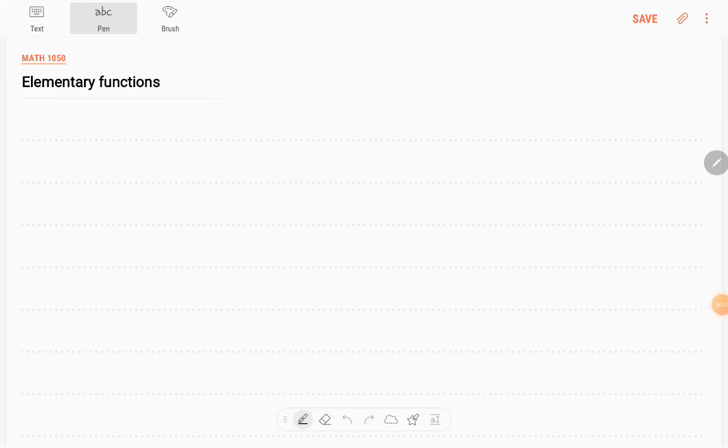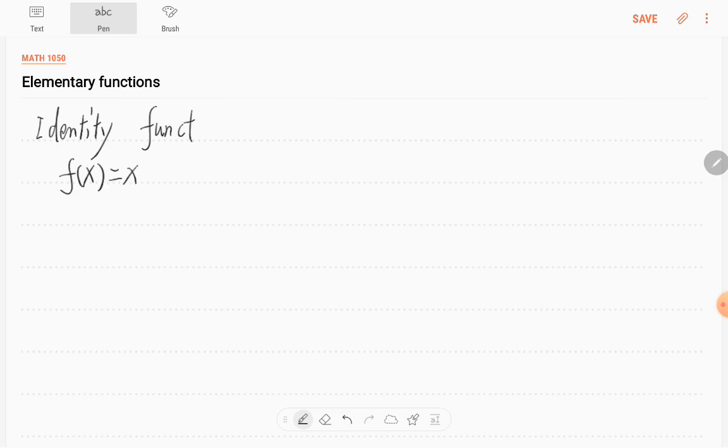In this part, I want to introduce the graph for the elementary functions. So these basic functions are called basic functions, and you should know the sketch of the graph for these kind of basic functions. It would be helpful for your future study. So the first function is called identity function, which is f of x equals x.